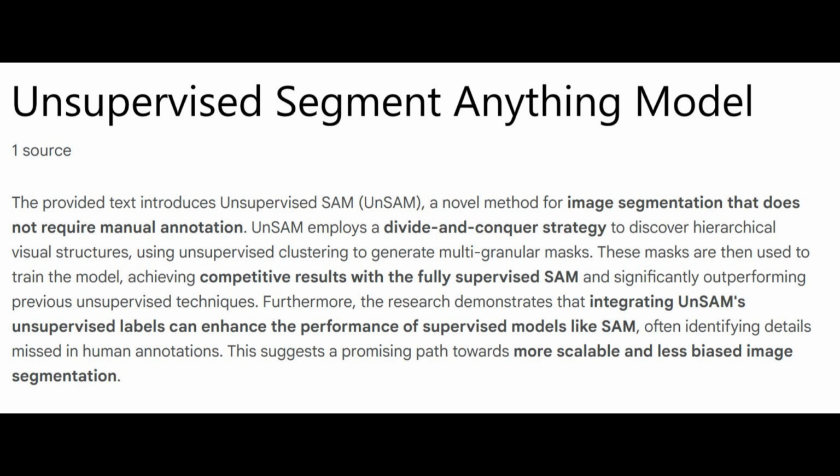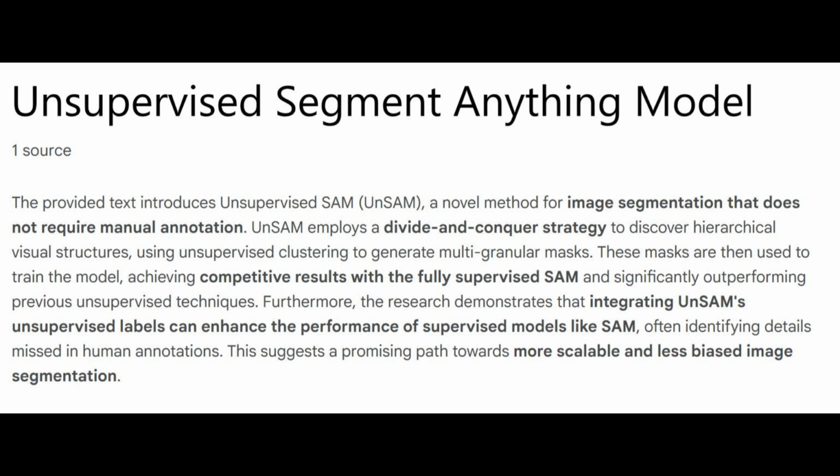Let's shift gears for a moment and delve into one of the most intriguing aspects of UnSAM. Its ability to segment images at different levels of detail. It's not just identifying a car. It's also recognizing the wheels, the windows, the headlights, all the individual parts. Right. That's one of the things that makes UnSAM so unique.